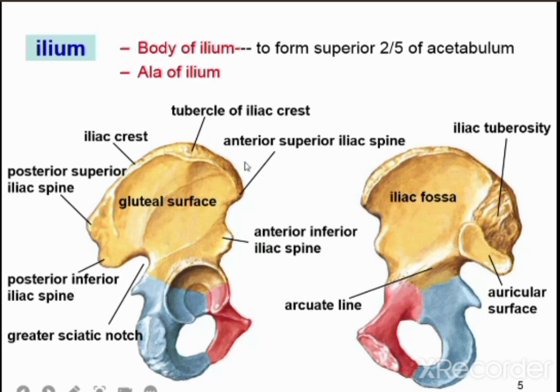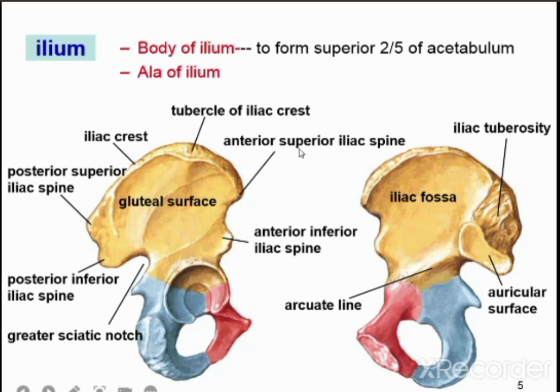The ilium is located in the upper portion of the hip bone. We can see this linear elevation. We call it the iliac crest. This rough elevation is the tubercle of the iliac crest. This small process is the anterior superior iliac spine. Below it is the anterior inferior iliac spine.